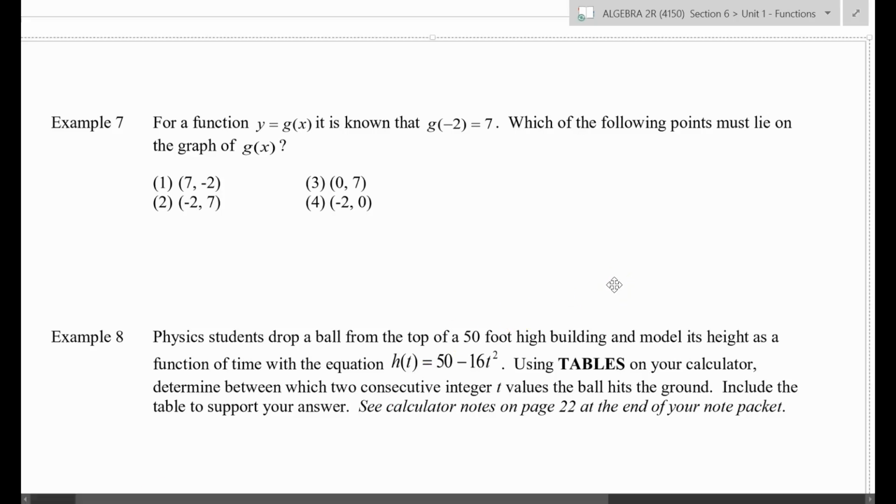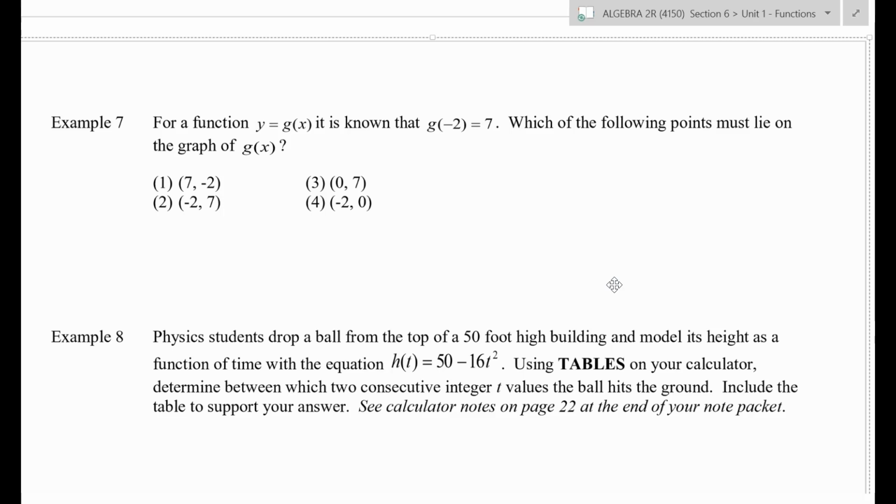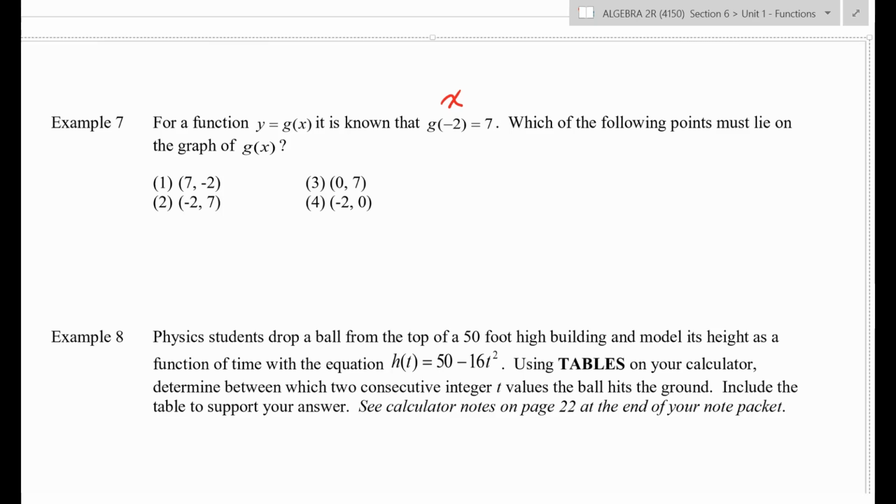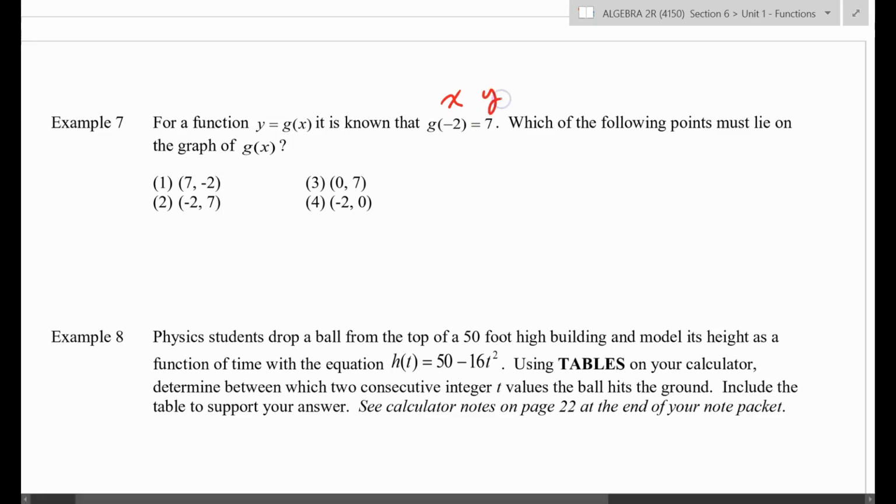So we have, guys, g of -2 equals 7. That's like me giving you the answer to one of the function problems, right? So the input was -2, which makes this x, and the 7 is y. So is there a coordinate pair there that has an x of -2 and a y of 7? And there it is, right?